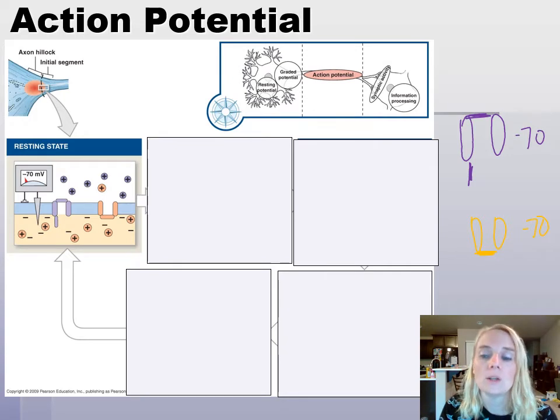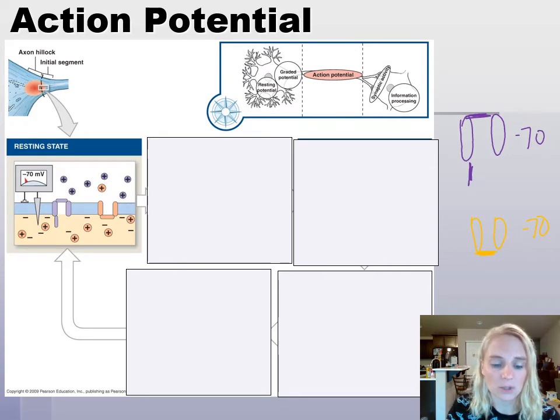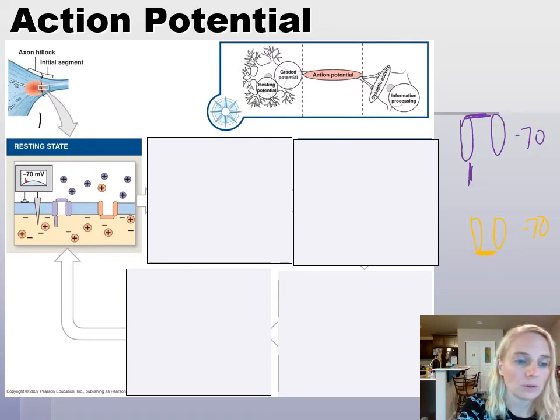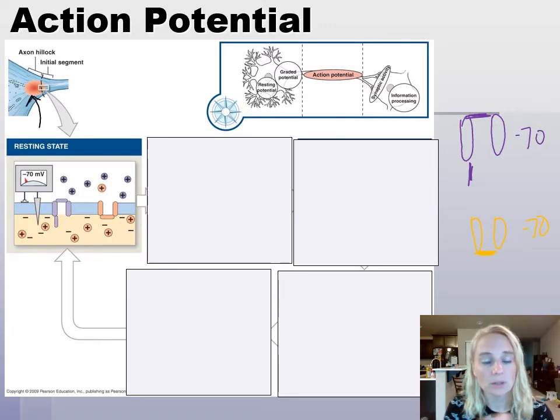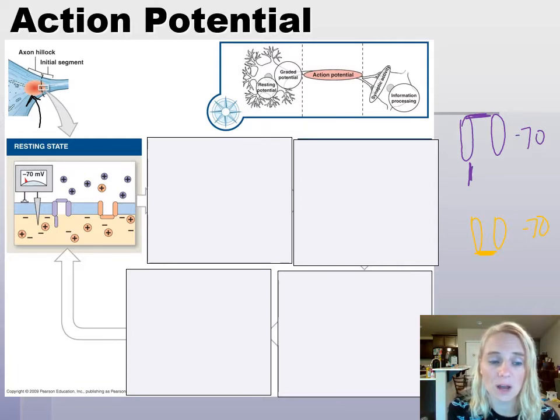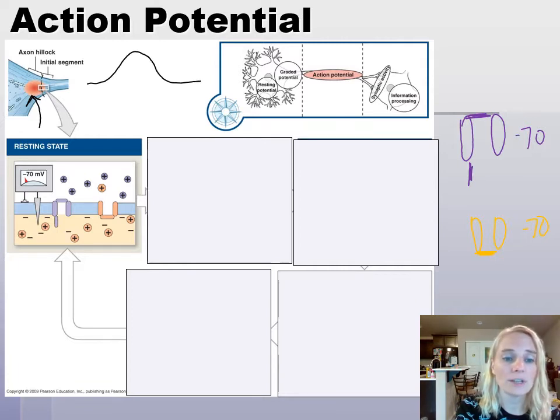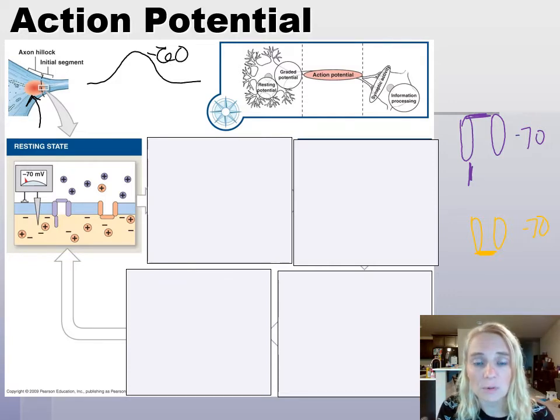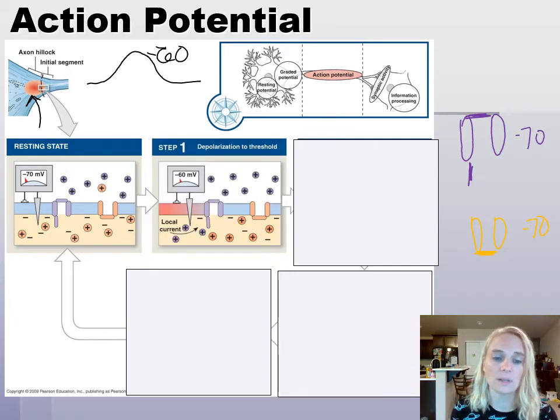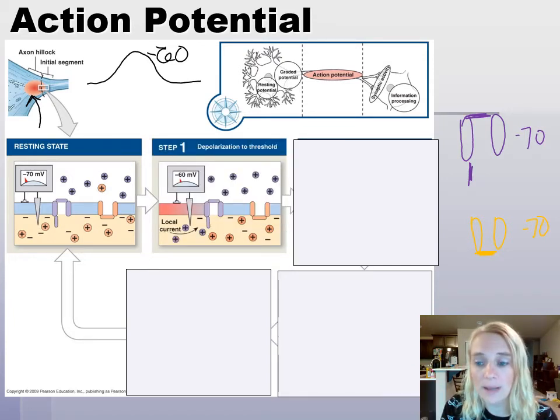Okay, so let's say we have a graded potential, and that's what this little red halo looking thing is. Again, it's on the cell body. We don't start the axon until the initial segment, but it's close enough. So imagine one of those graded potentials that we just saw is close enough and changes the initial segment to the threshold of -60 millivolts. What's going to happen? We'll take it one piece at a time. We're going to depolarize that initial segment to threshold. That's that -60 number, because that's when the activation gate opens.